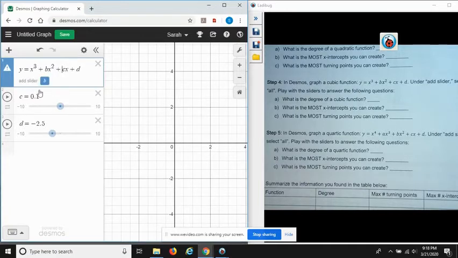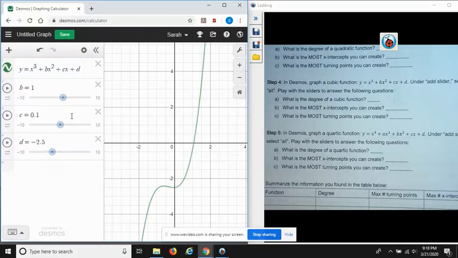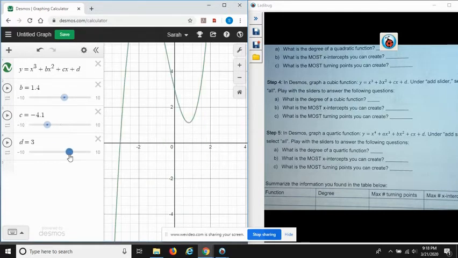We want to add our b slider. We added a new coefficient. So we're going to add that on there, and it wants you to play again. So all you're doing is sliding these back and forth, seeing what changes as you slide through things. Okay, and it asks you the same sort of questions. How many x-intercepts can you create? What is the most turning points?